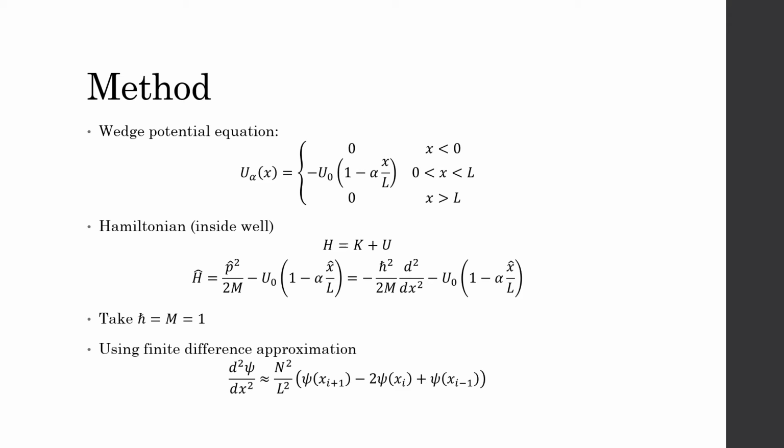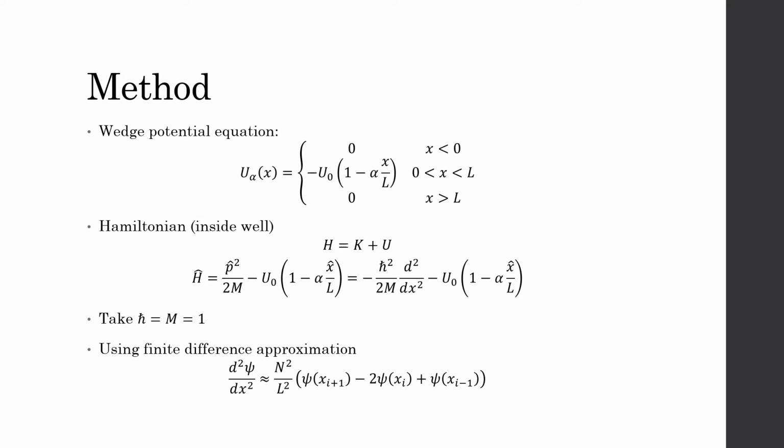Next, we know that the Hamiltonian is the sum of the kinetic and potential energies, so we can write the third equation using the form that we know from before of the momentum operator for a single dimension. And here we will take h bar and m to be 1 to again simplify the math. And finally, the last equation on the slide is the finite difference approximation, which we will be using to approximate the derivatives.